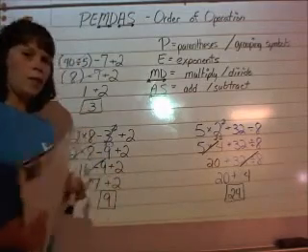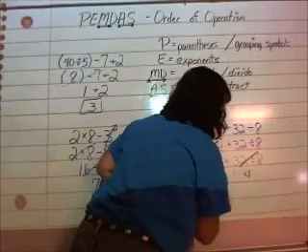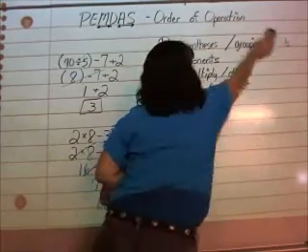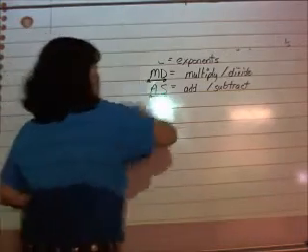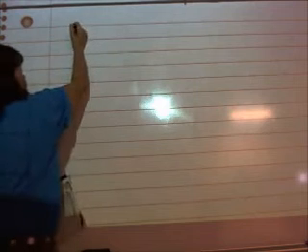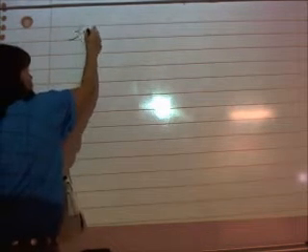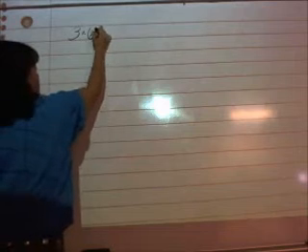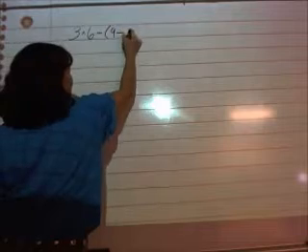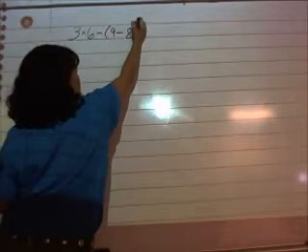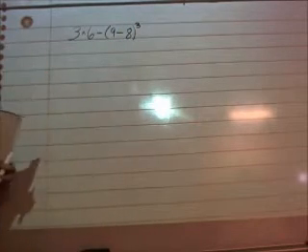Let's do one more example just to make sure that you have it. Here's your example this time. We have 3 times 6 minus parentheses 9 minus 8, close parentheses, to the 3rd power.